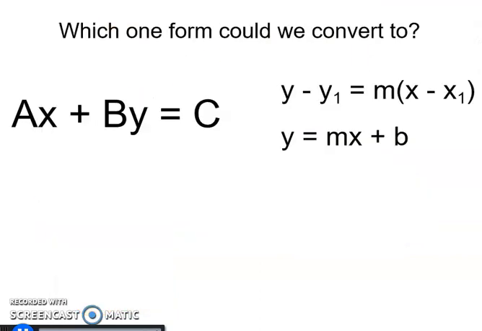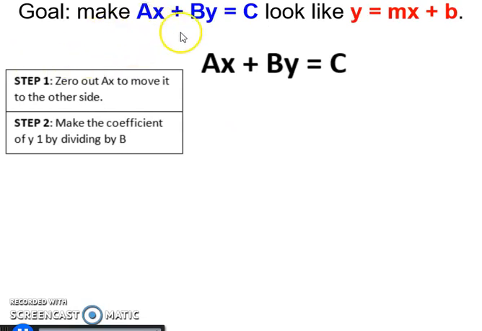So I have slope-intercept form, I have point slope. If I look at point slope, I'm supposed to have these two points, x, y, and then x1, y1, right? But if I look at standard, I only have x and y. So I'm thinking my best bet is to convert it to y equals mx plus b. That's our goal. We're going to take standard form ax plus by equals c and make it look like slope-intercept y equals mx plus b.